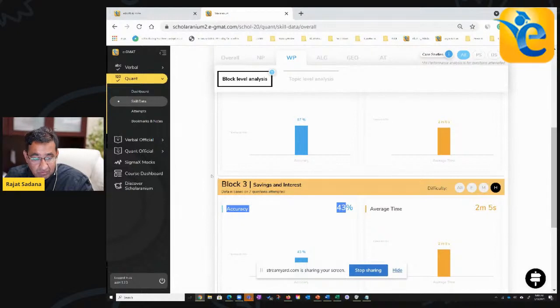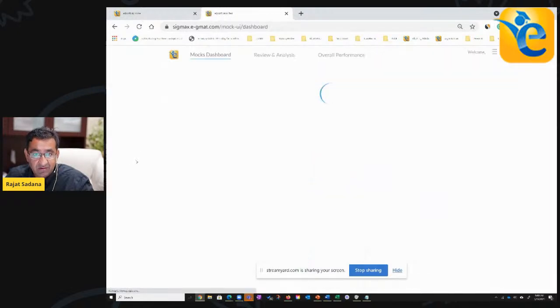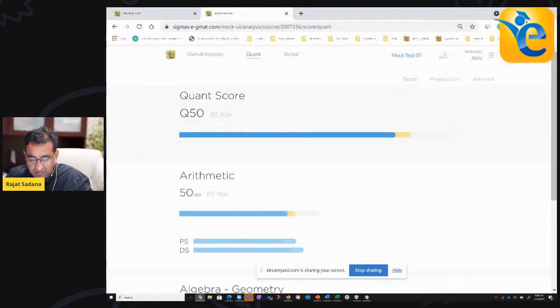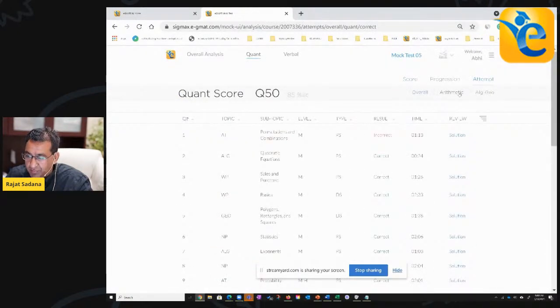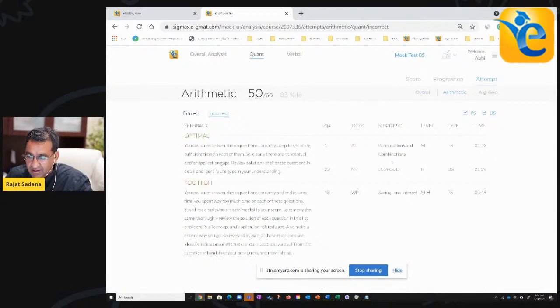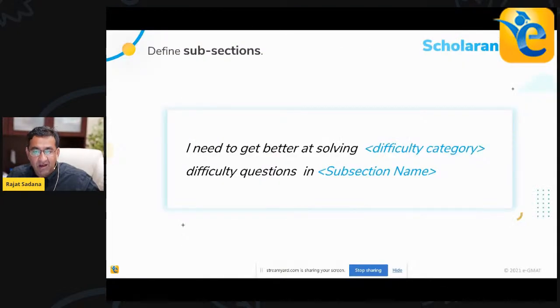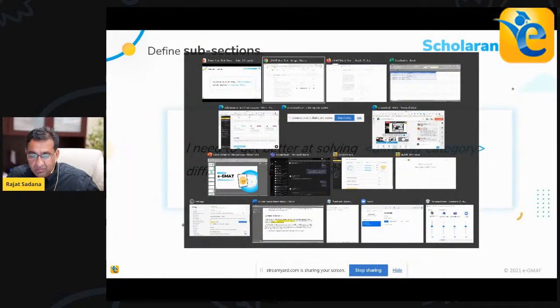Okay, so again, does it show up in mock? Again, sometimes it does show up in mock over here. Let's get to the mock. Again, as I said, even when you're at 740, you can see that. Let's analyze the quant section and let's go to the attempt piece. Let's go to incorrect. And actually, am I in the different browser? Yeah, you can know. I'm right. You can see savings and interest over here. The only topic which was there in this case. Okay. So hopefully this gives you an idea of how we curate those improvement plans.